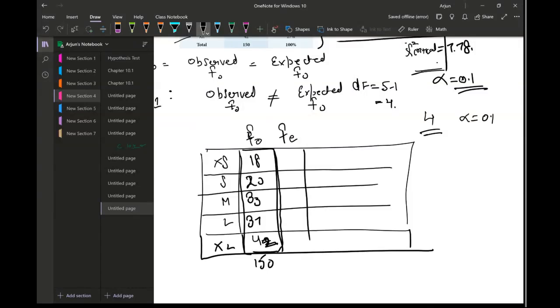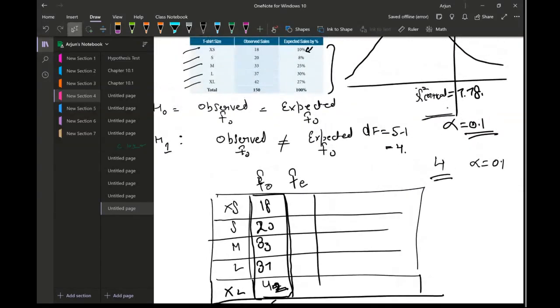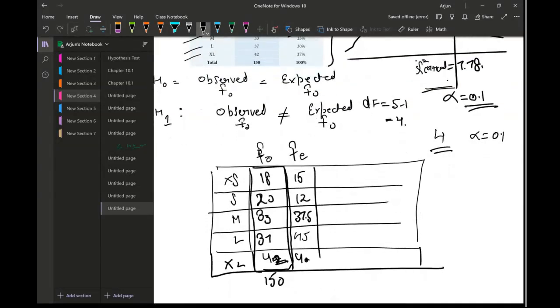So 10% of 150 comes out to be 15. And then the next is 8%. 8% of 150 will be 12. And then 25% of 150 is 37.5. The next one is 45, and the final one is 40.5. So these are the expected values.